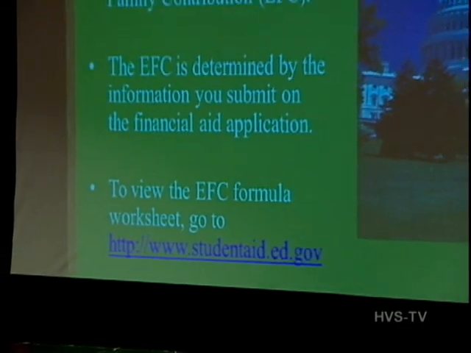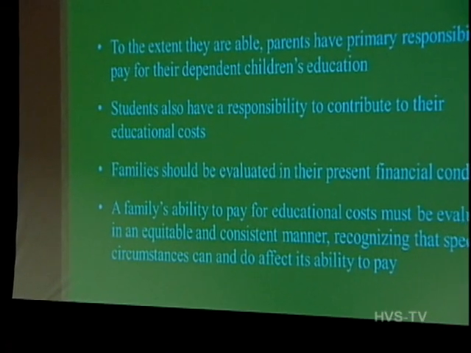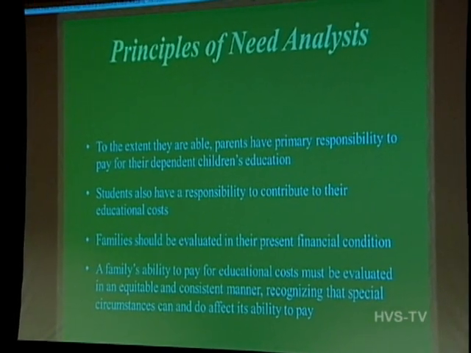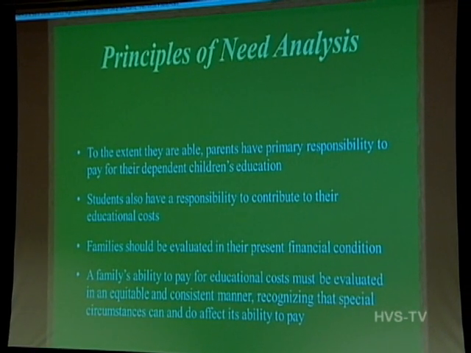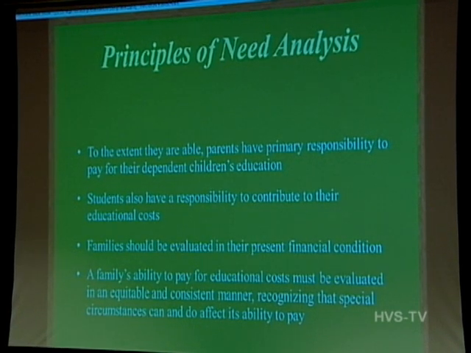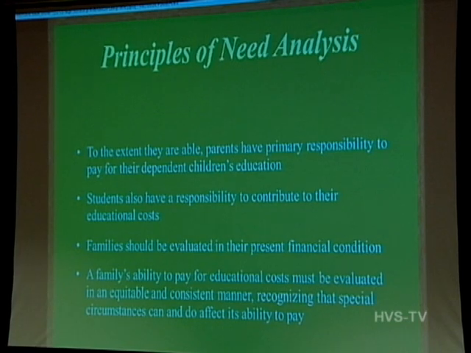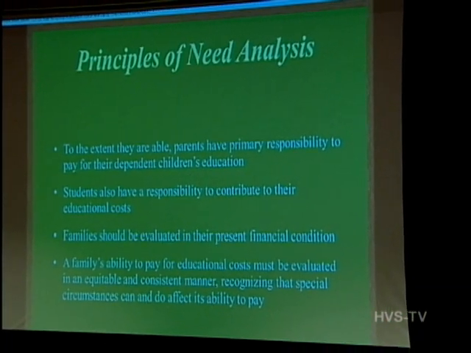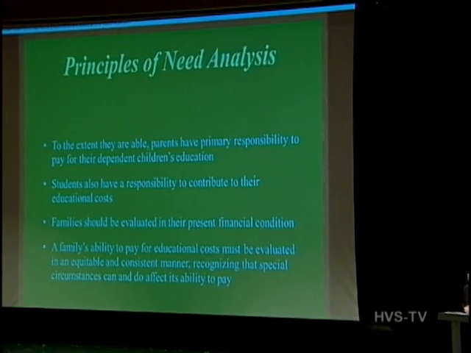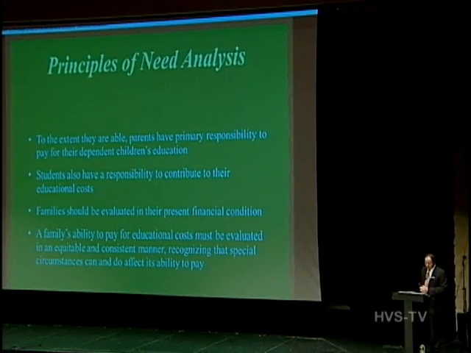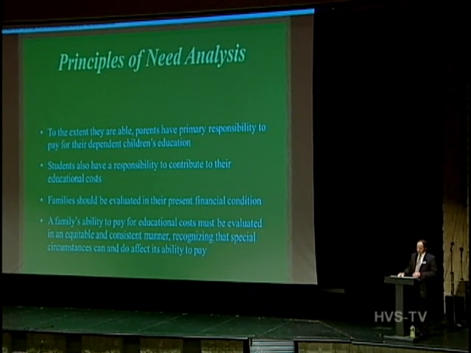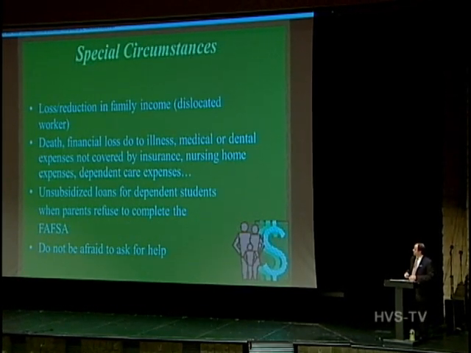Okay. Next, we're going to talk about principles and need analysis. In the eyes of the federal government, to the extent they're able, parents have the primary responsibility to pay for their dependent children's education. Students have a responsibility to contribute to their education costs as well. Families should be evaluated in their present financial condition. Families' ability to pay for educational costs must be evaluated in an equitable and consistent manner, recognizing that special circumstances can and do affect its ability to pay.